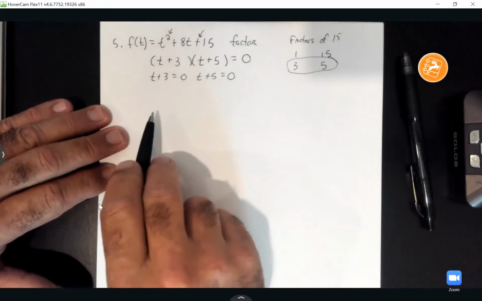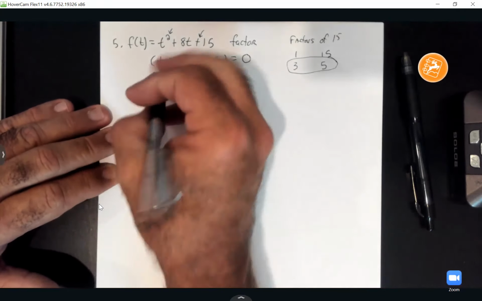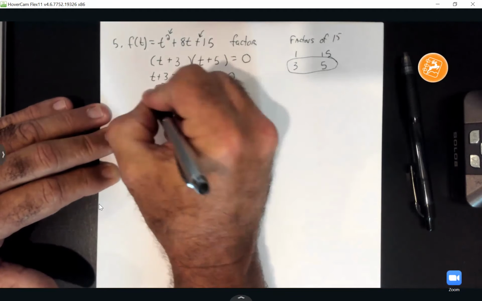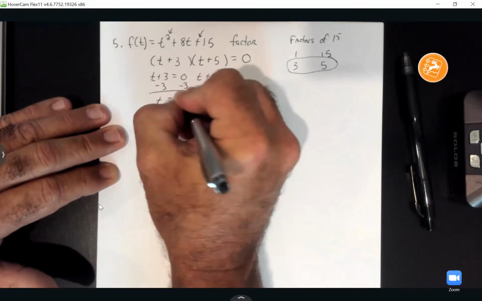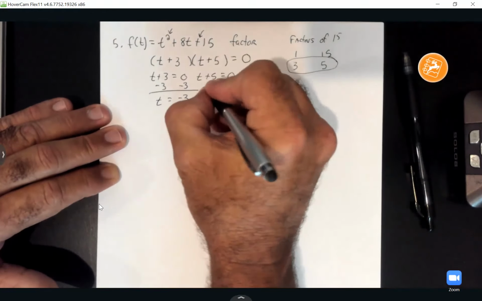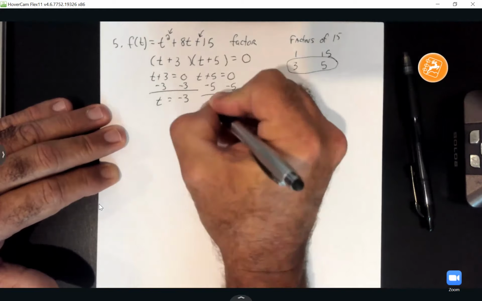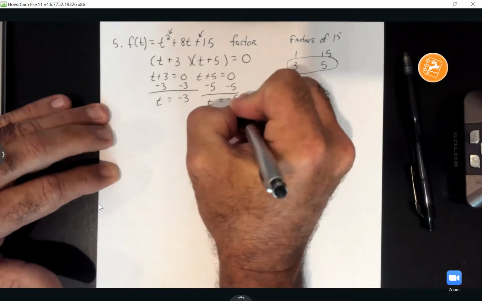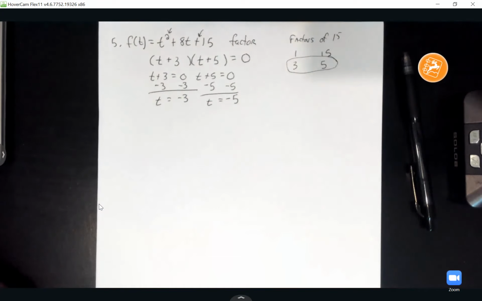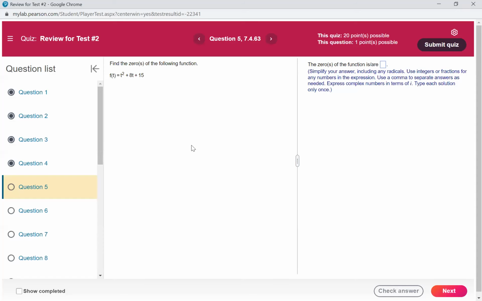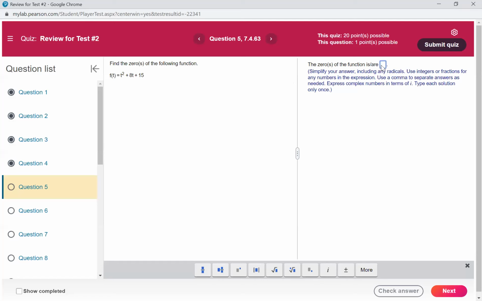So basically, we're just changing the signs now because this one had a +3. We need to subtract 3 from both sides, get the t by itself, and I get t is a -3. The second one, I would subtract 5 from both sides and get t is a -5. All right, so let's go put that in MathLab. So up here, the zeros of the function are, all you got to do is put in your 2 numbers, -3, -5. Got my 2 numbers in, so now we'll go next.